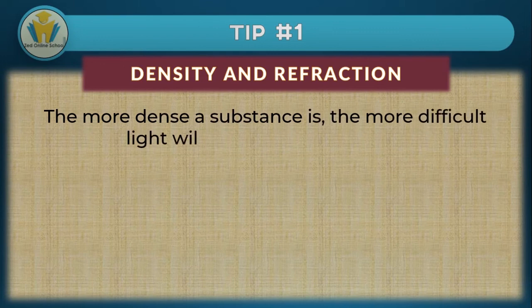The more dense a substance is, the more difficult it is for light to go through. So if you have a denser medium or a denser substance, light is going to struggle to go through. Just think of a wall. It's not very possible that light will be able to go through a wall because it's a very dense object.